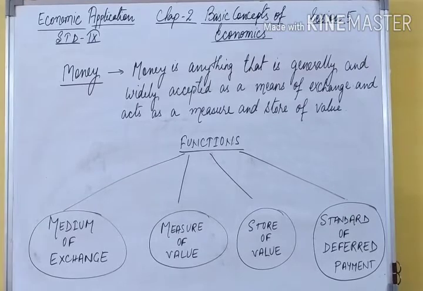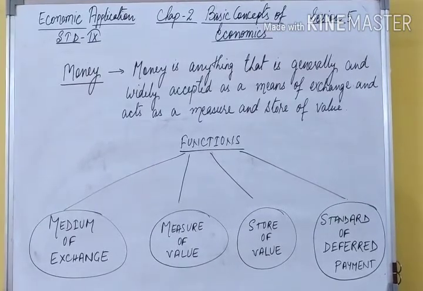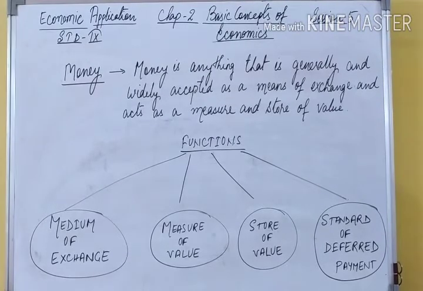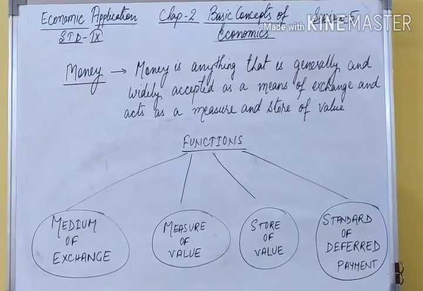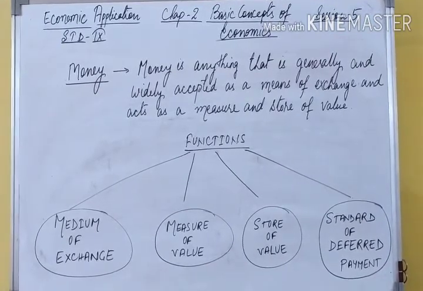Why is it widely accepted? Because it is standardized. For example, the value of 1 rupee in the entire world remains the same. The value of $1 in the entire world remains the same.